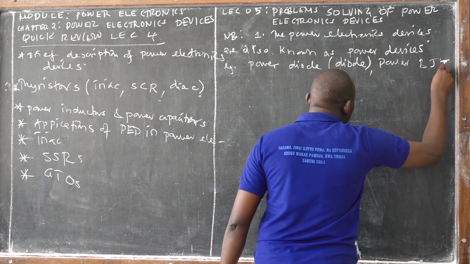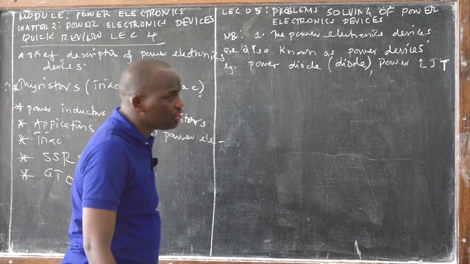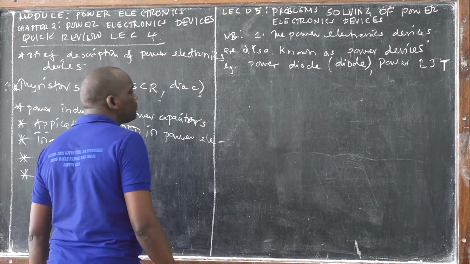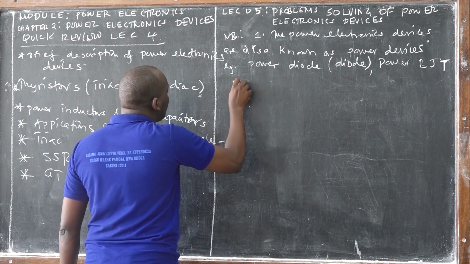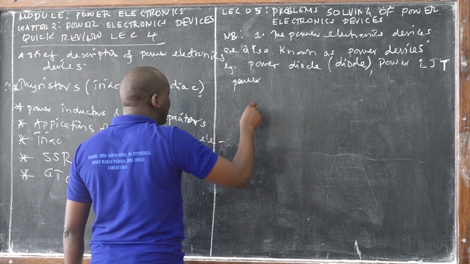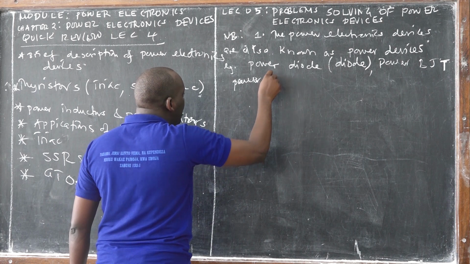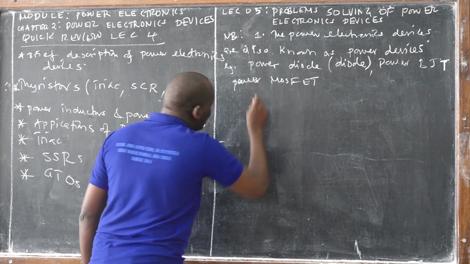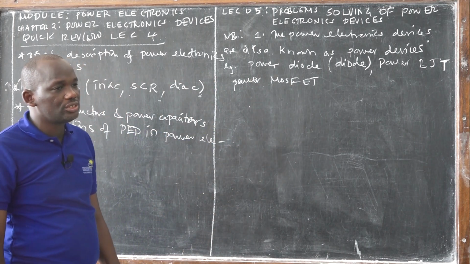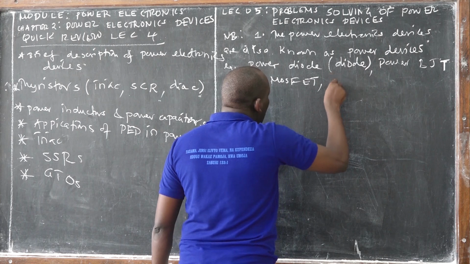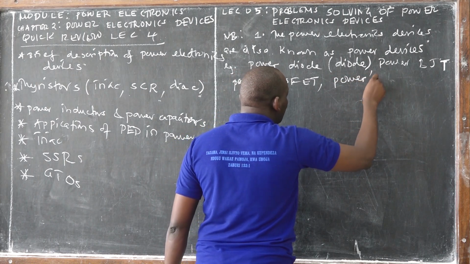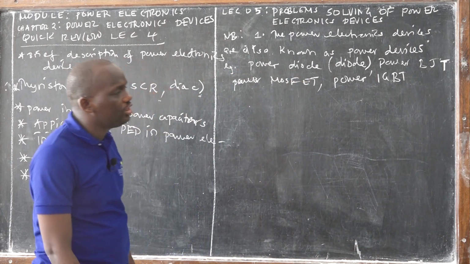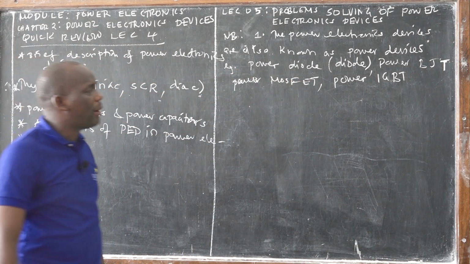So what does it mean? This is a bipolar junction transistor used specifically in power electronics. That's why it's called the power BJT. We may also have another power electronics device called the power MOSFET. This is the MOSFET that will be used in power electronics. We also have the IGBT, so you can have the power IGBT, the power insulated gate bipolar transistor.